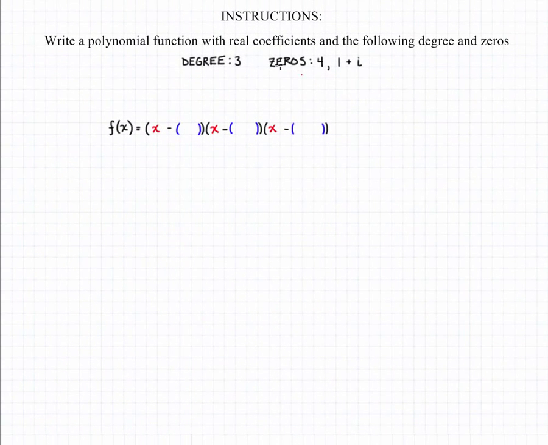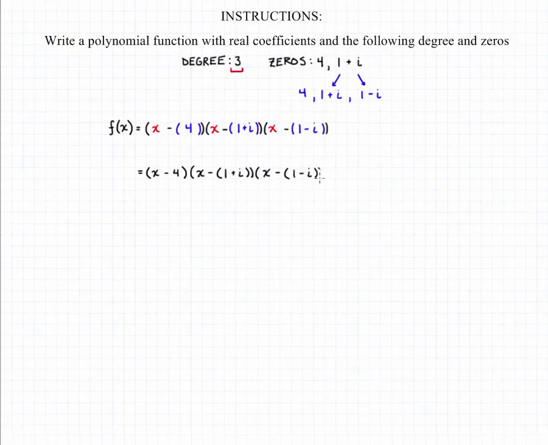Now the degree we're given is going to tell us the number of instances of our variable we want in our initial setup. And because we have a 1 plus i, we need to also include the conjugate 1 minus i for our zeros. So it's going to give us x minus 4, x minus (1 plus i), and x minus (1 minus i). What's important to note here is that it's actually easier to complete the math if we leave the 1 plus i and the 1 minus i inside the parentheses that they're in. And you'll see why in a moment.